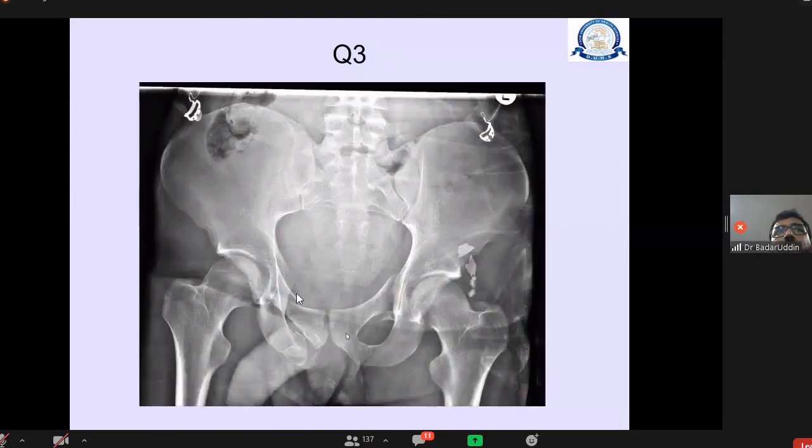This AP view shows the superior pubic rami. See this break here, and some pieces there. So one piece with the superior pubic; this is showing a comminuted fracture. See some break here as well. So the inferior pubic rami is also fractured.